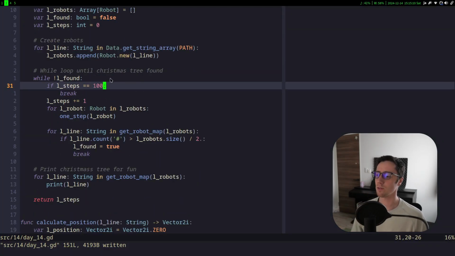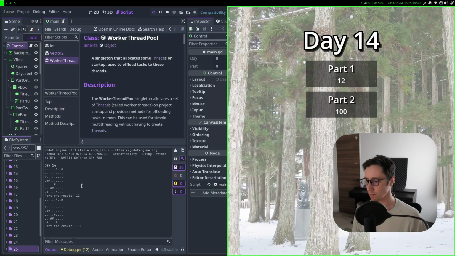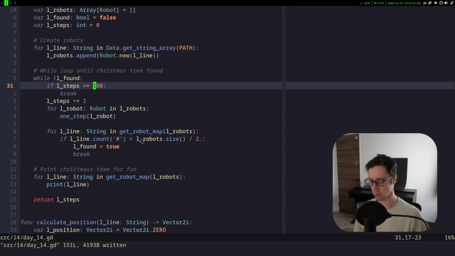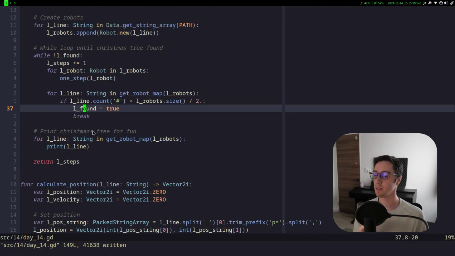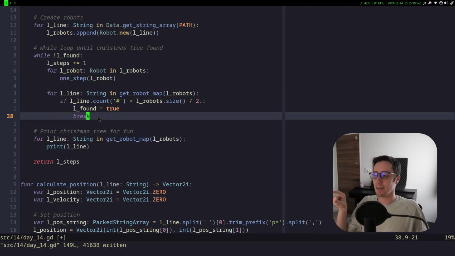I first want to do a check. If you do 100 steps, do we get the same result? So, okay, we do. And now it's basically kind of brute forcing. And the way that I'm trying to find if there's a Christmas tree is by going over the entire line and counting the amounts of hashtags in the map. If that is bigger than the robot size divided by 2, then we normally have a Christmas tree.